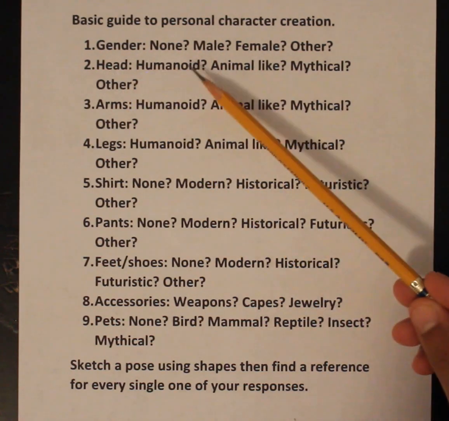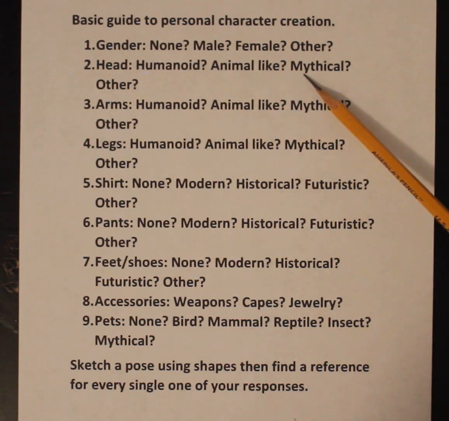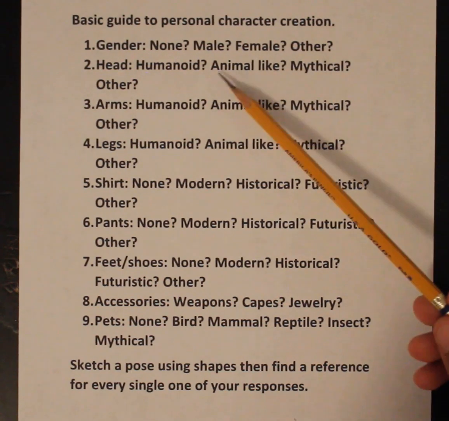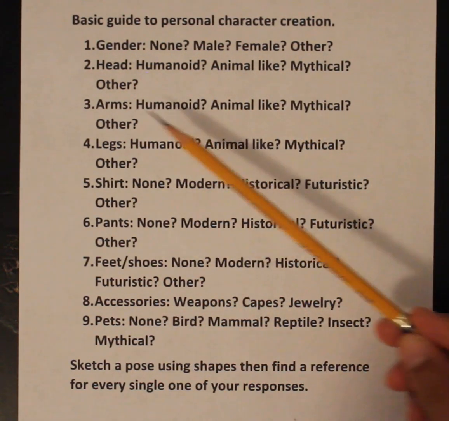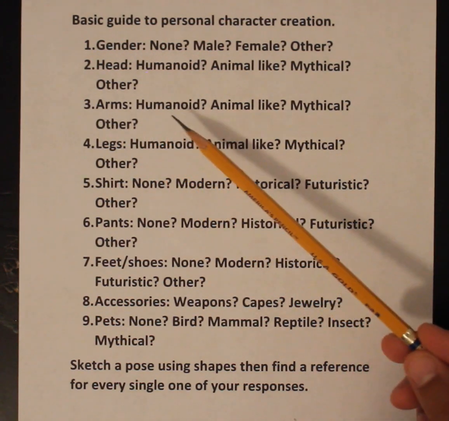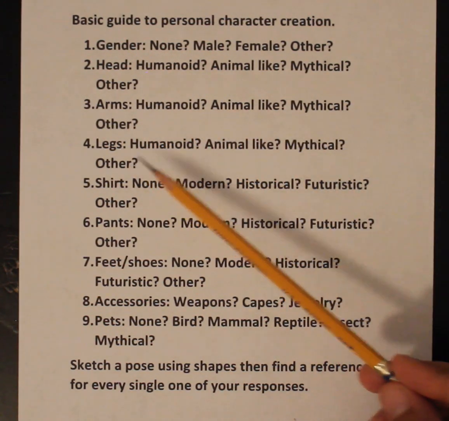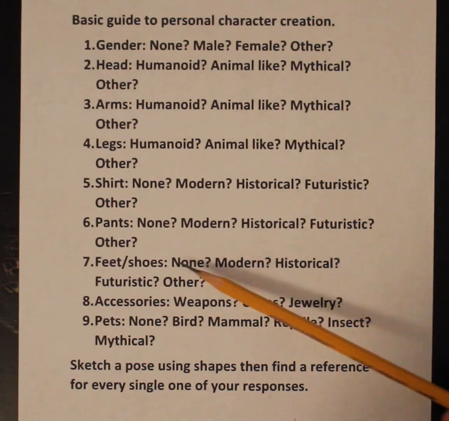The head, is it humanoid? Is it animal-like? Is it mythical? Or is it other? Other is something that's maybe not here, and you're going to see that for every single number. The arms, are they humanoid, animal-like, mythical, other. Legs, so on and so forth. I'm not just going to keep repeating this.